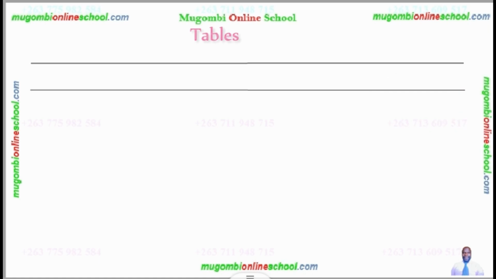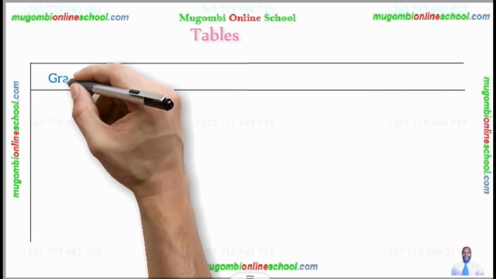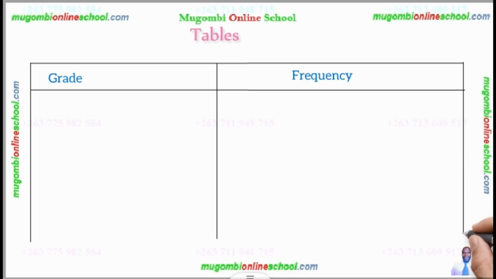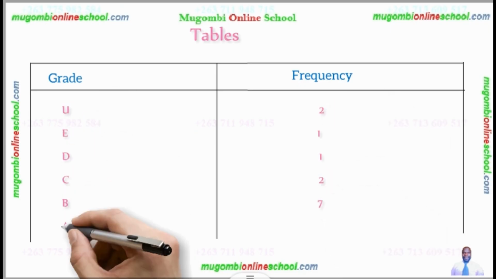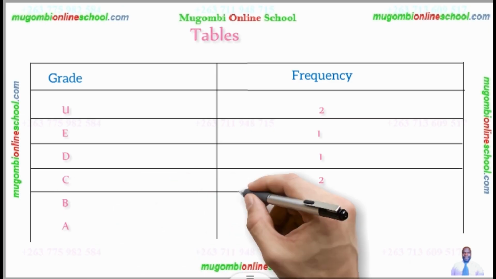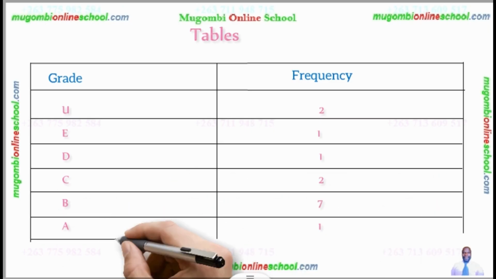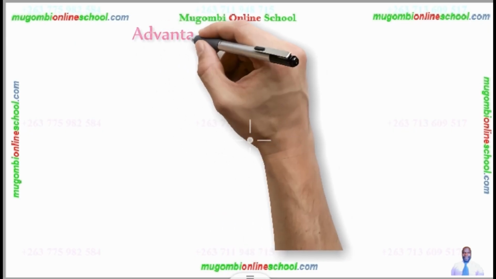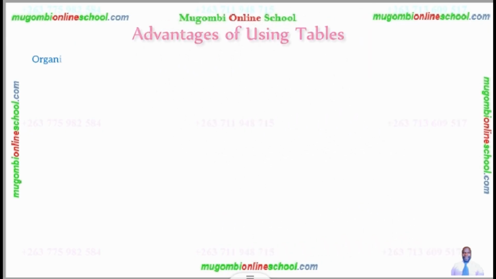Tables, right? Continuing with the previous example where we were using tallies, we have got our grades and frequency. Grade U with 2, E with 1, D with 1, C with 2, B with 7, and then grade A with 1. So the advantages of using tables: number 1, they give an organized presentation.